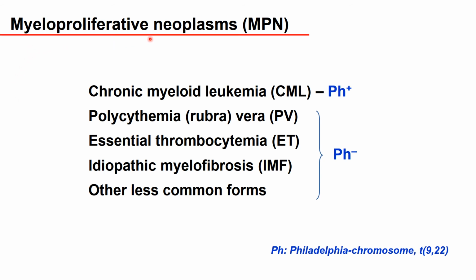Now, the myeloproliferative neoplasias are usually differentiated based on the presence of the Philadelphia chromosome. Chronic myeloid leukemia has Philadelphia chromosome positivity. Other ones, such as polycythemia vera rubra or essential thrombocythemia or idiopathic myelofibrosis, relatively do not have the Philadelphia chromosome. As you learned, the Philadelphia chromosome is a reciprocal translocation between two chromosomes, chromosome 9 and 22.